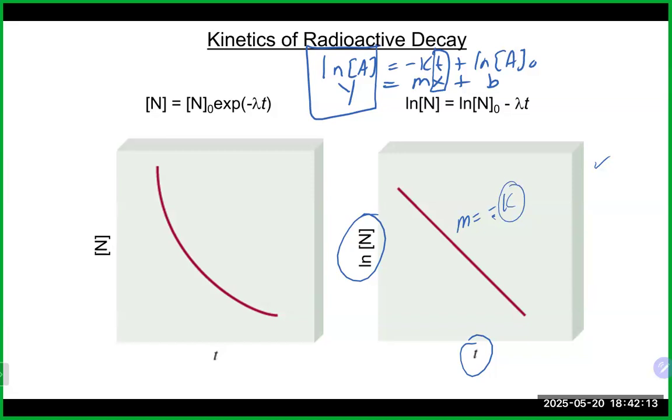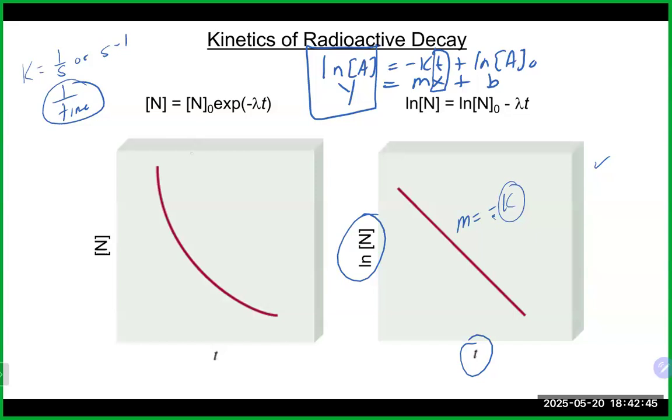Now, when we talk about the decay constant, typical units are 1/seconds or reciprocal seconds, but honestly, they can be anything like 1 over a unit of time. They could be 1/minutes, 1/seconds, 1/years, 1/days, but any reciprocal unit of time is typical for the rate constant or decay constant, if you want to call it that.